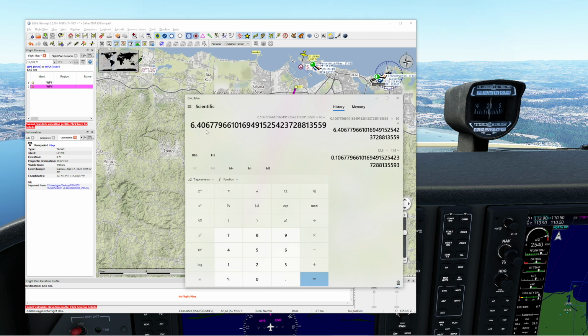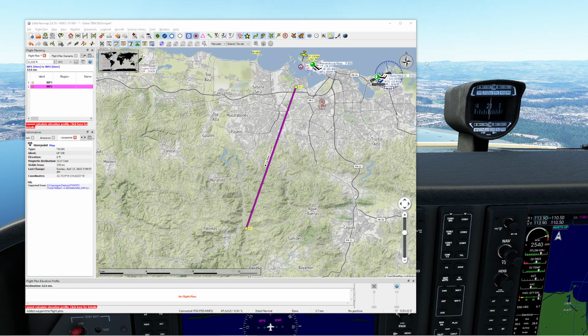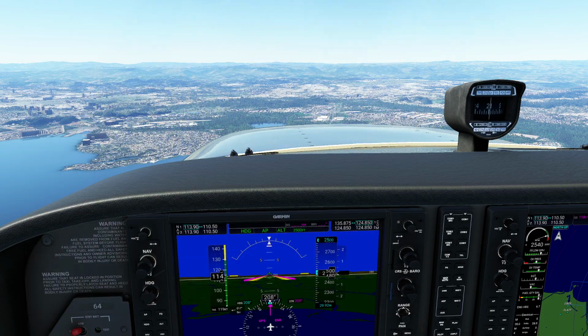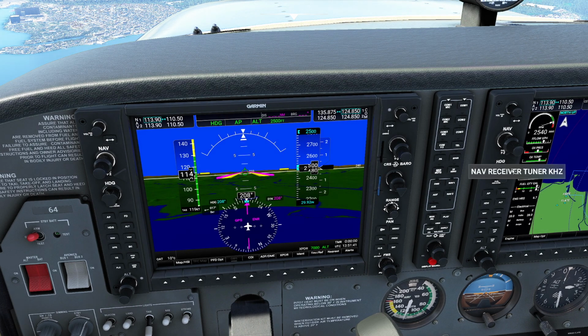Now, if we want to have a little bit of fun here, we could actually calculate the 0.40 by also multiplying by 60. 6 minutes and 24 seconds. So what am I going to do with that information? Well, let's pop back over to Flight Sim real quick here. So we need to be on a 213 magnetic heading. So I'm going to go ahead and dial this into 213 right away.